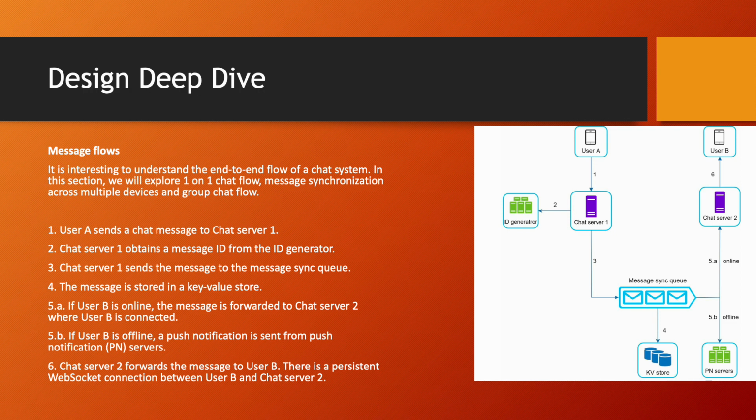If user B is online, the message is forwarded to chat server 2 where user B is connected. If user B is offline, a push notification is sent to push notification servers. Chat server 2 forwards the message to user B, which has a persistent WebSocket connection with chat server 2.